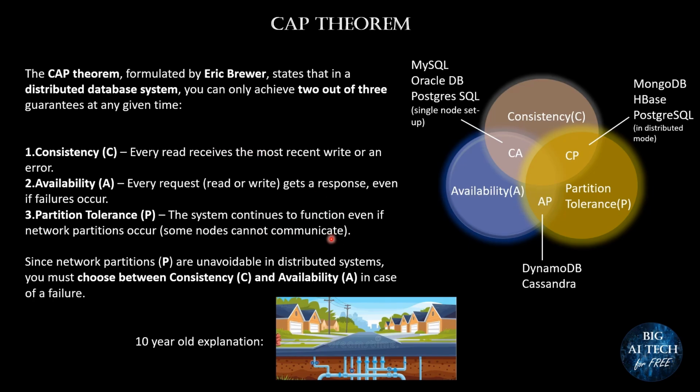Since network partitions are unavoidable in distributed systems, you must always choose between consistency and availability in case of a failure. You can see the diagram here, the overlaps and the databases that you can use for each of these. We will discuss in detail.